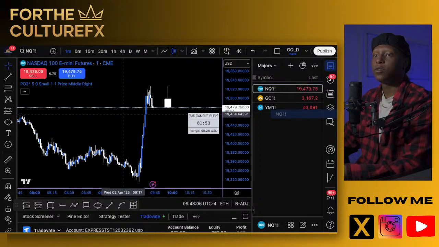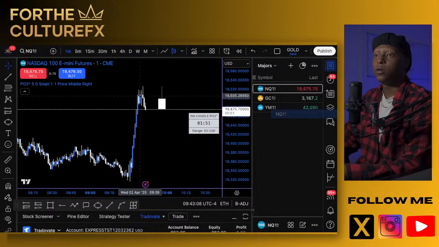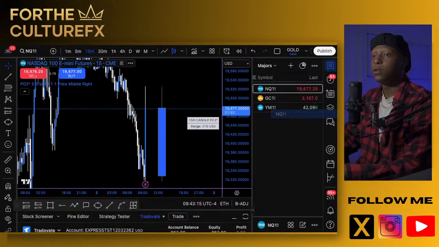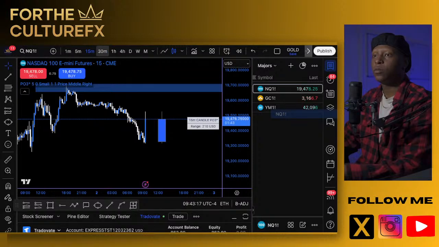Not too much of structure here. Price just created a high, created a low, created a higher high. We could potentially see a corrective base sell back down. We just got a ton of volume though, you know.